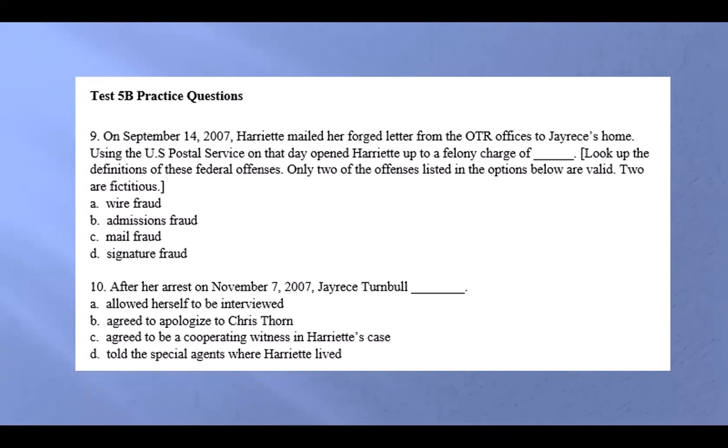So she forged the letter saying everything is good. That check to First American Home, everything is good, and then she mailed it. It opened her up to a felony charge of? Mail fraud, correct. Mail spelt M-A-I-L, mail fraud. Wire fraud is a federal offense, and the other two are just made up words.